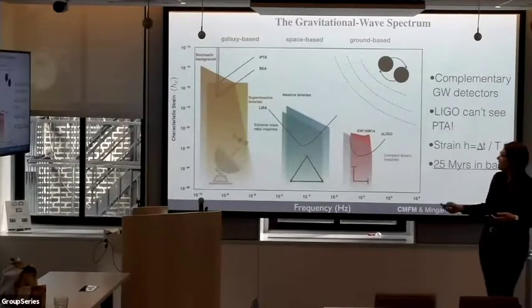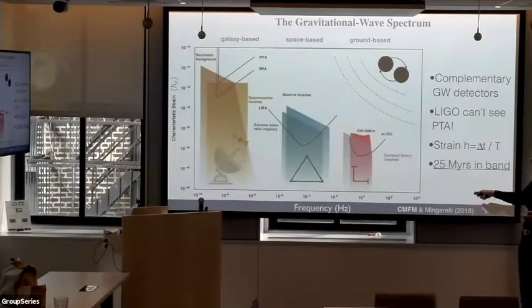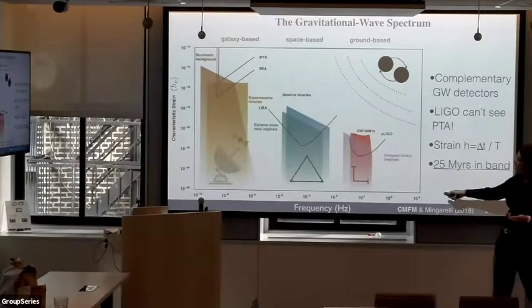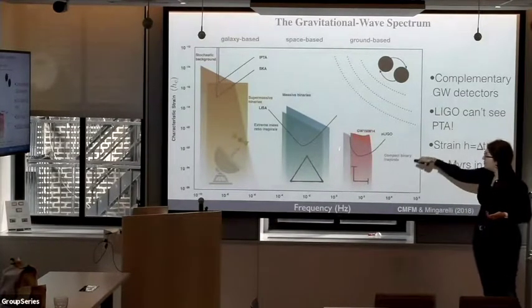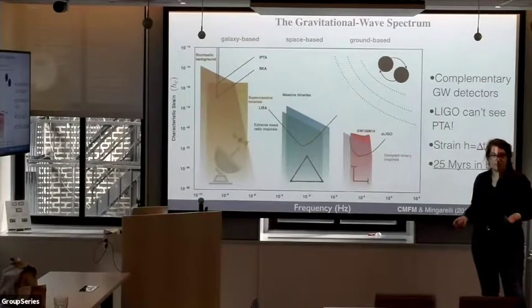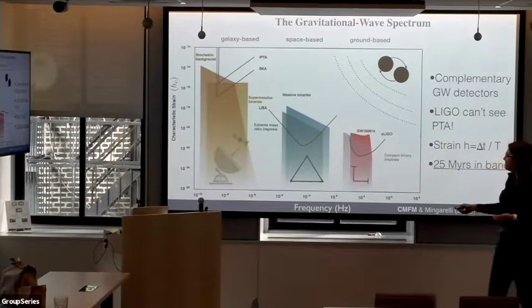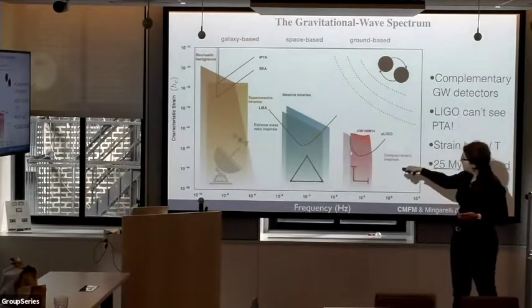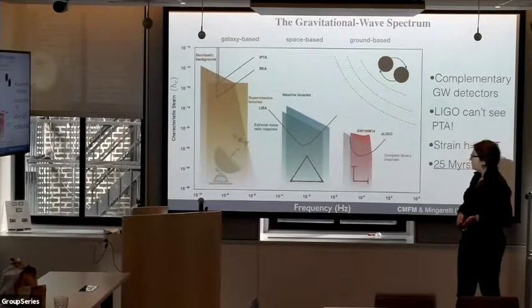So to get started, I want to show you this whole gravitational wave spectrum. At the high frequency end, you have LIGO. LIGO is currently the only gravitational wave detector to have directly detected gravitational waves. This is at the hundreds of hertz to kilohertz part of the spectrum.